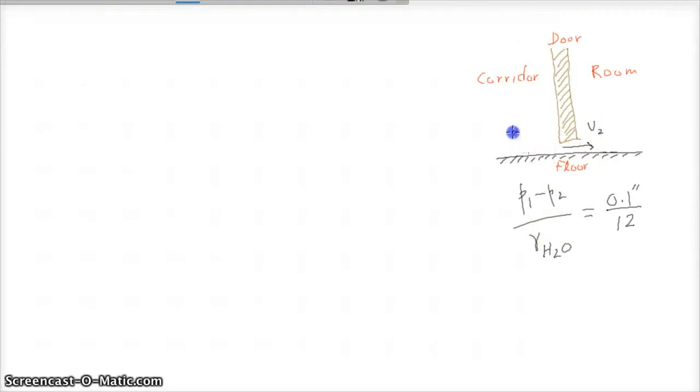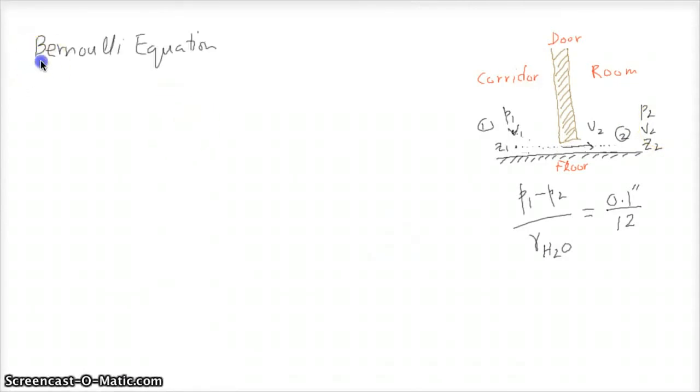So we will follow a streamline. We will consider 2 points, and we will follow a streamline along this path. At section 1 we have P1, V1 and Z1, and at section 2 we have P2, V2 and Z2.